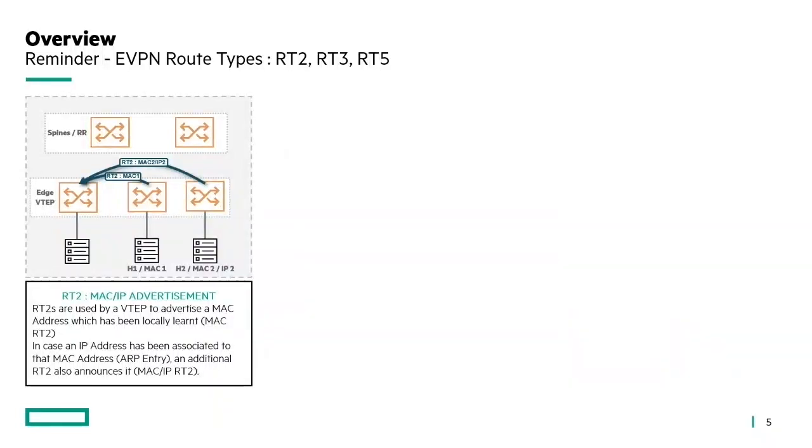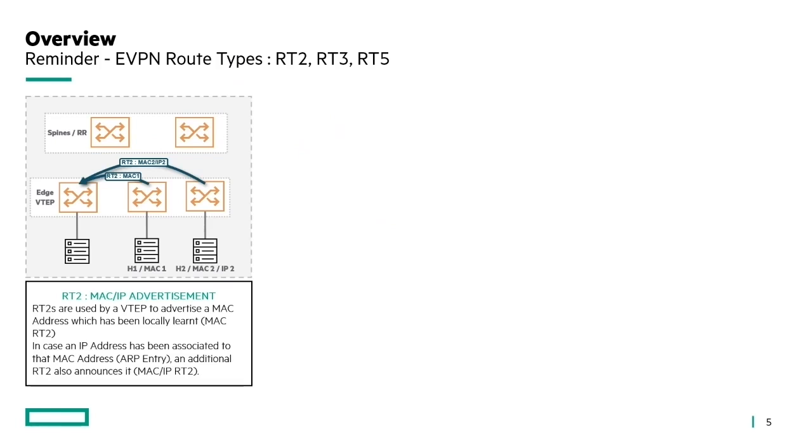Just as a reminder, we're going to go through what we've released already and what we support for CX. You can see the EVPN route types there. These are the ones that we've supported traditionally up until now: route type 2, route type 3, and route type 5. We'll cover each of these briefly to show you what these are all about as a reminder.